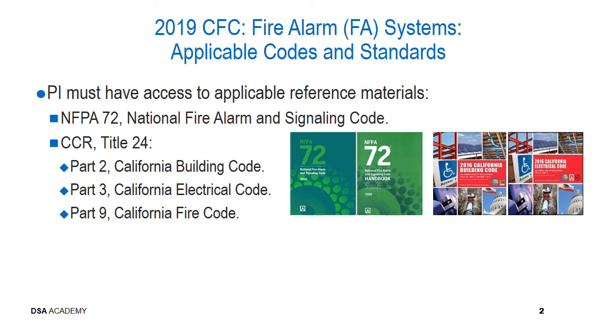The PI should have access to all applicable reference materials. NFPA 72, the National Fire Alarm Signaling Code 2016 edition, and Title 24, Parts 2, 3, and 9, which would contain information and requirements associated with fire alarm systems. You can also review the DSA website, which has a link to the NFPA.